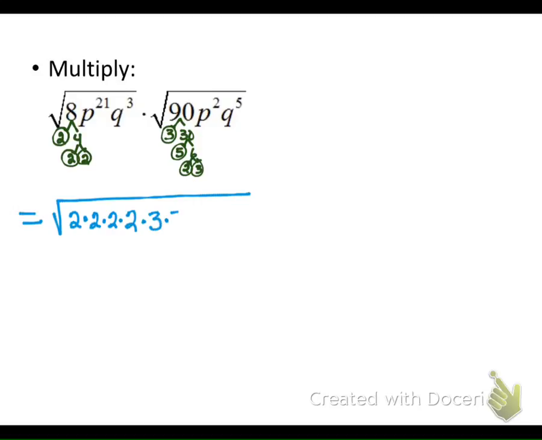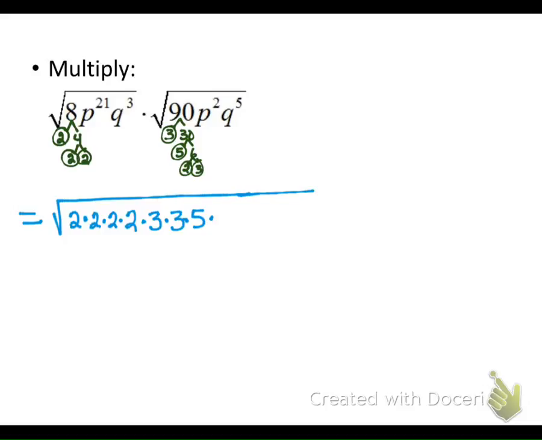Now, this is the new part. Now we have to look at our variables and their exponents. When you multiply variables and exponents, you can only multiply those that have like terms. So we can only multiply a p with a p. So we have p to the 21st times p to the 2nd. What do I do when I multiply variables with exponents? What operation do I actually do with those exponents?